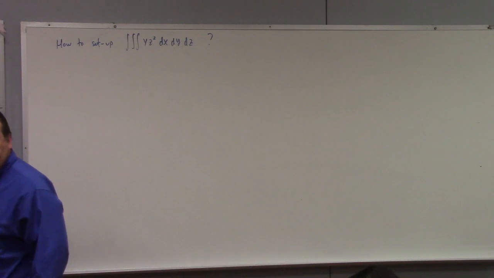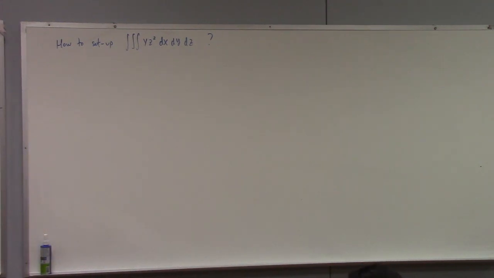How would you set that up? What would you need to put the bounds to get this integral? See, once I write the order, that makes it unambiguous, right? So let's do it.